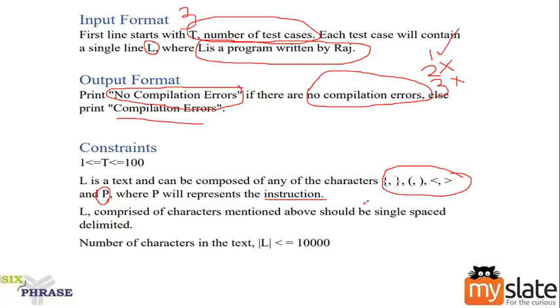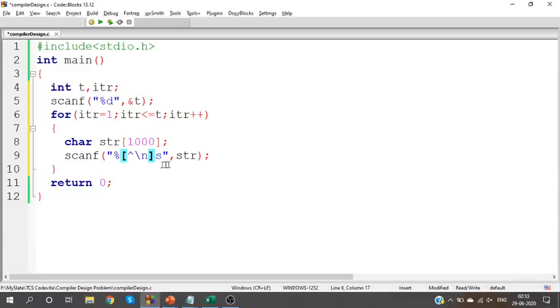So L is made up of these values only, and L comprised of the characters mentioned above should be single-space delimited. Delimiter is nothing but the end value. Okay, when I say delimit, stop with this value. So when should you stop? When you reach the single space, stop. Which means don't scan it along with spaces, scan it without spaces. Okay, percentage s. So as soon as we see a space, we should stop the process.